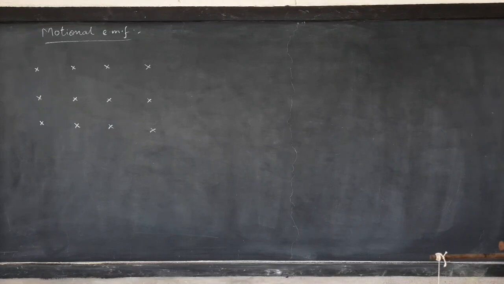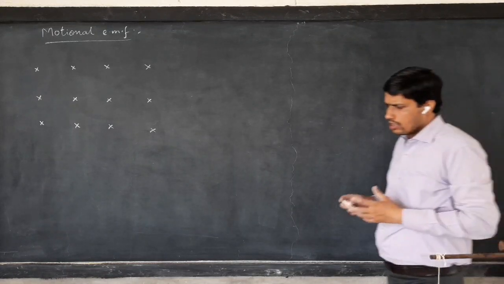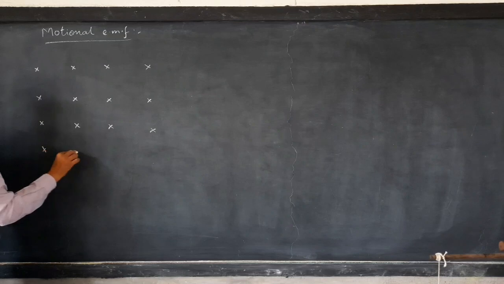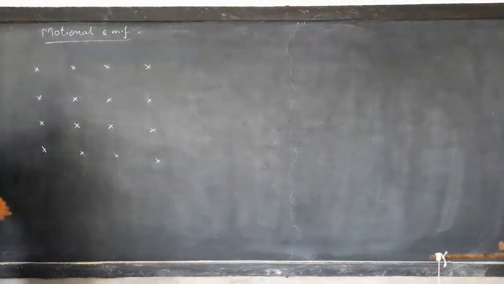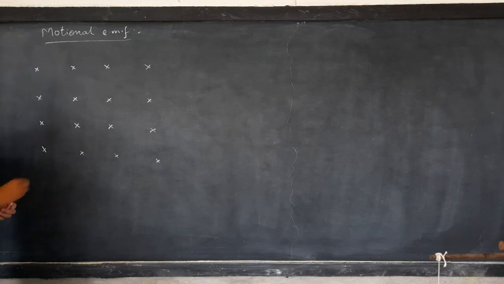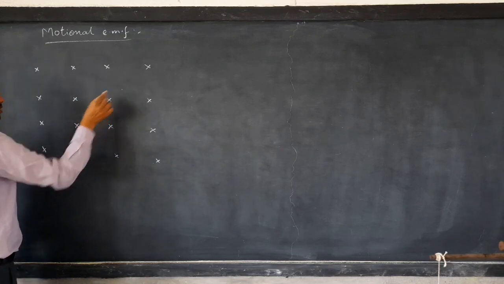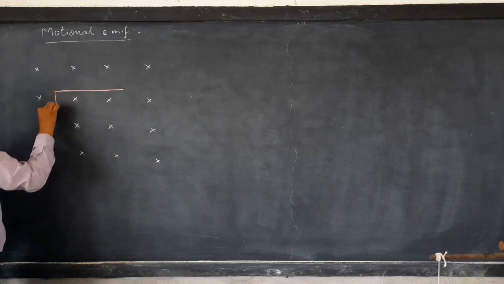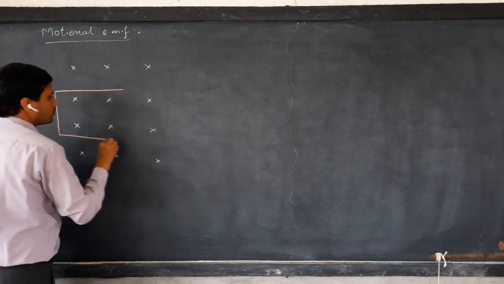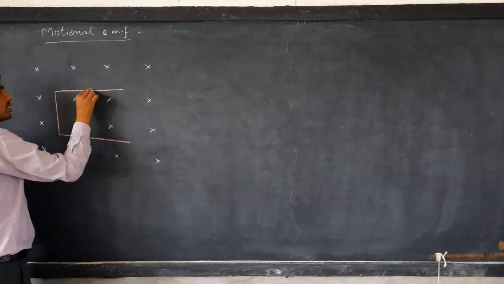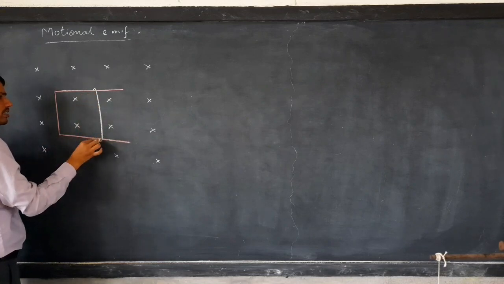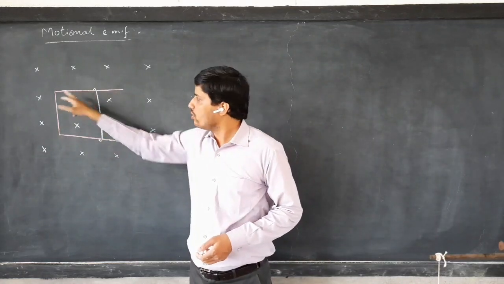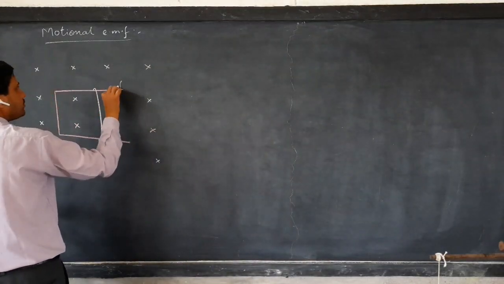Suppose we have a uniform magnetic field in a region, and I have represented the direction using crosses. That means it is directed into the plane of the board. In this region of uniform magnetic field, there is a metallic frame of wire like so, and in this there is a slider that is also metallic. We assume there is no friction when the slider slides over this frame, which we will assume to be fixed.